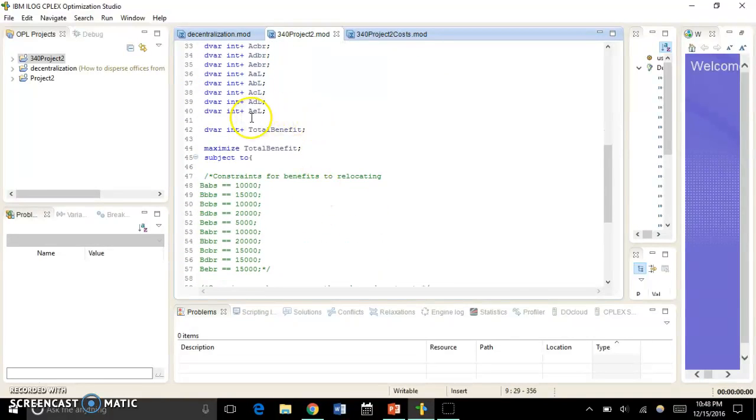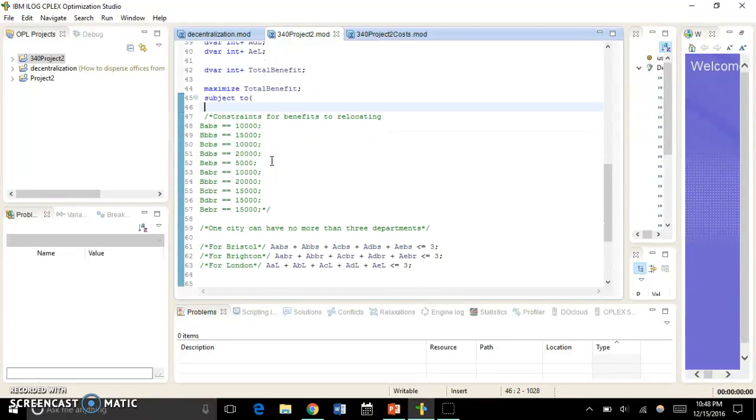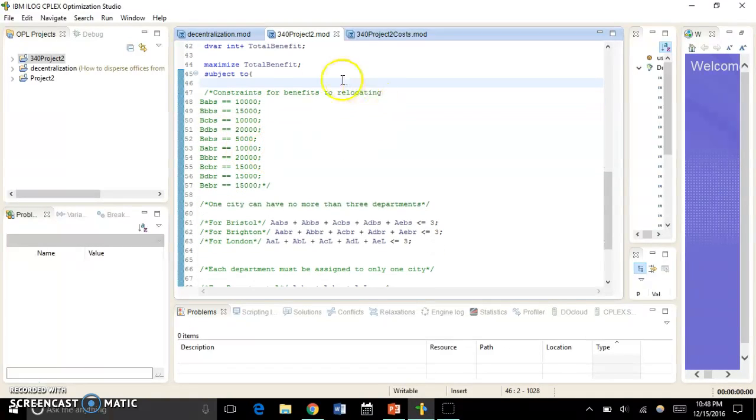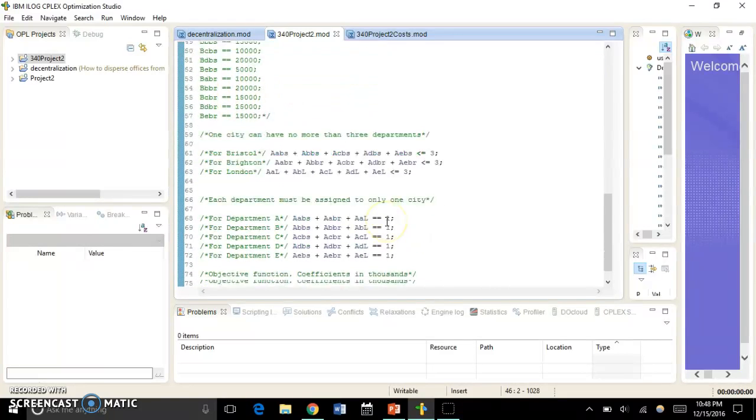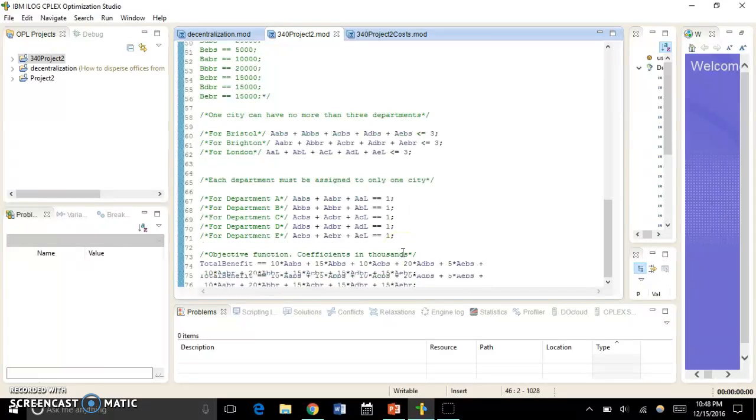And then here we initialize what we're trying to maximize in our function. So we say maximize total benefit subject to, again, these constraints, I just rewrote them down here just for reference. And then here are these constraints. These are important. So one city can have no more than 3 departments, and each department must be assigned to only one city. And then the objective function.